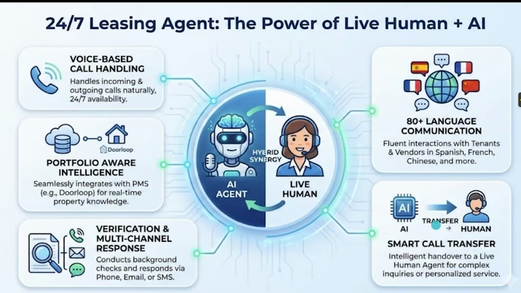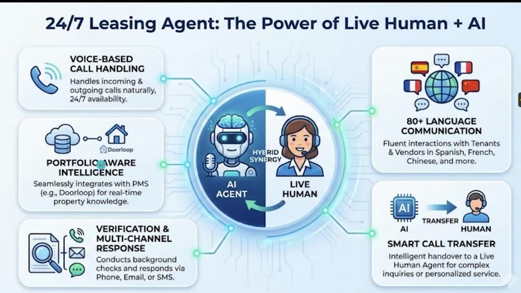This AI can transfer to a human call, but 80% of the calls can be handled by the AI itself. Only 20% we expect to need human intervention. These AI agents are aware of DoorLoop's data, whether it is property information, finance information, tasks, or vendors. It is integrated with DoorLoop.